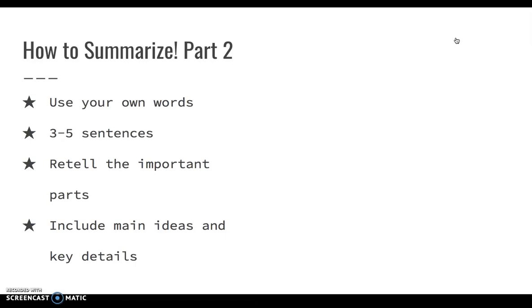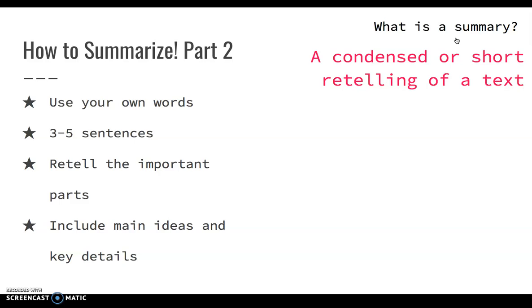So, yesterday we talked about how to summarize and what a summary is. Again, just as review, what is a summary? A summary is a condensed or short retelling of a text. You can summarize pretty much anything: a TV show, a video game, a movie. And when we're summarizing text, you can summarize pretty much anything from an entire chapter book to chapters in a book. You can summarize a nonfiction text, a fiction text, a short story, a picture book, and you can even summarize sections of text. There's no limit to what you can summarize.